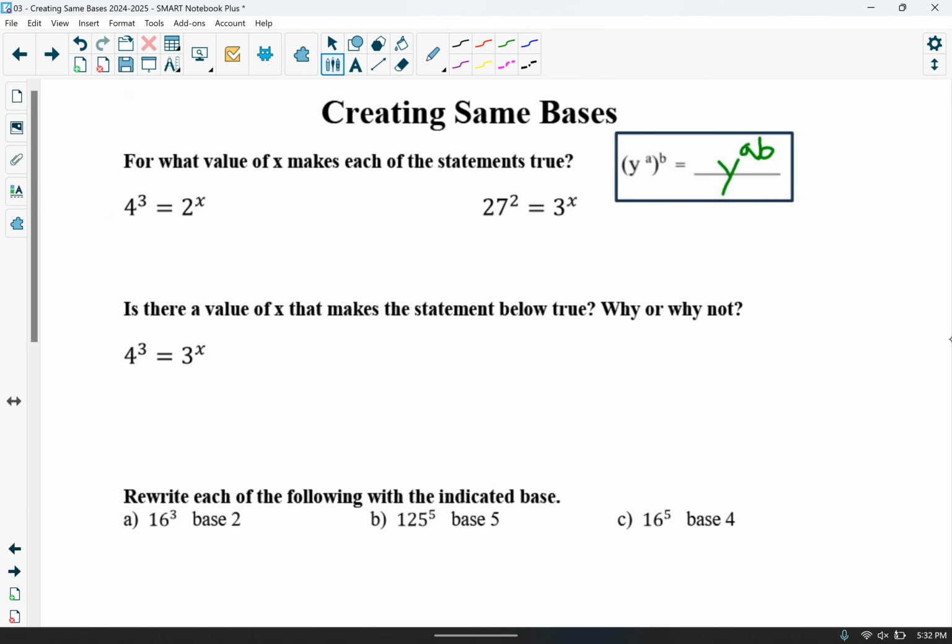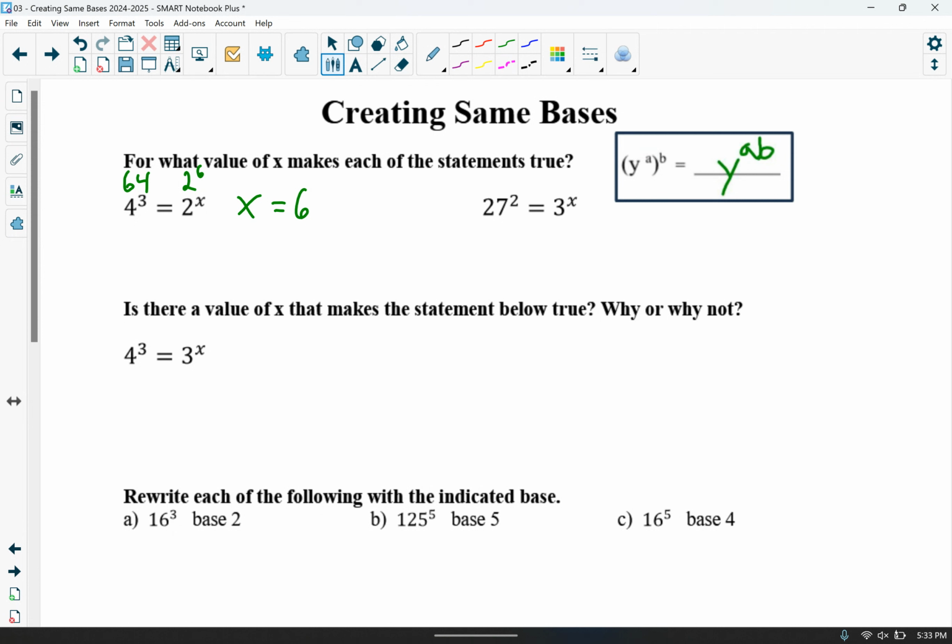So something a little new with our exponents today is we're going to work on creating the same bases. So we want to think about for what value of x makes each of the statements true. So you might think about this as saying, oh, we know 4 to the 3rd has a value of 64. 2 to what power has a value of 64? So we can kind of count that out. 2, 4, 8, 16, 32, 64. 2 to the 6th has that value. So we'd say x equals 6.